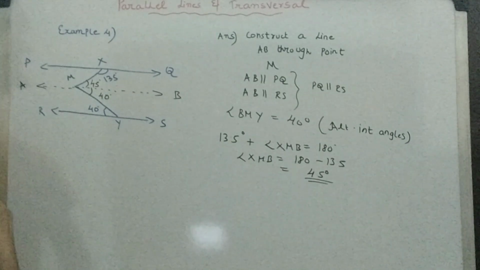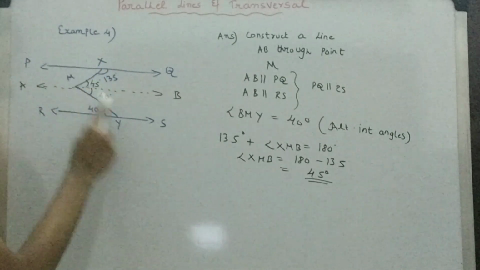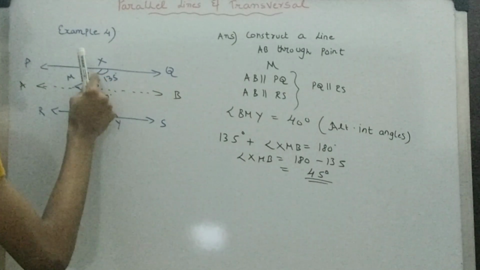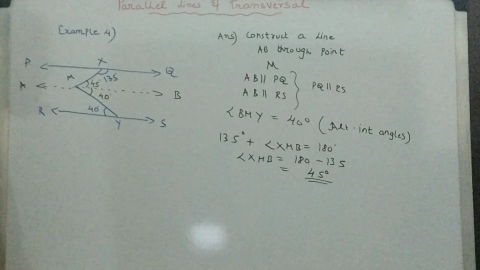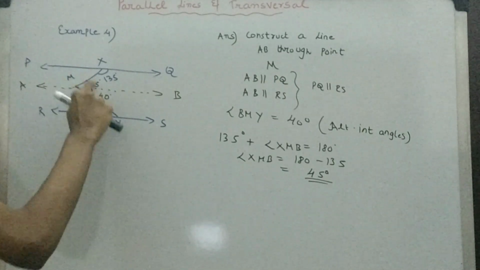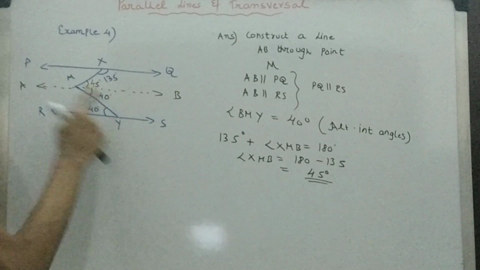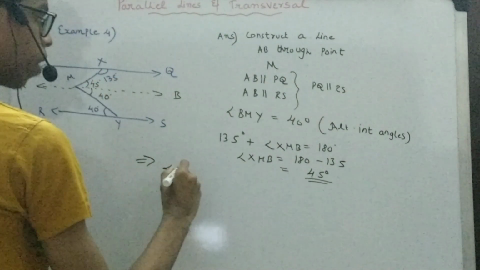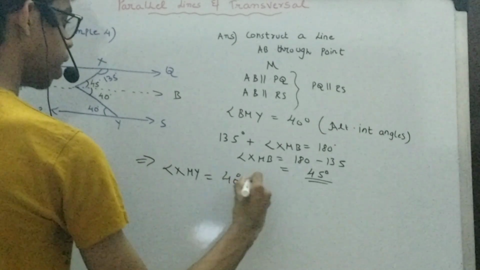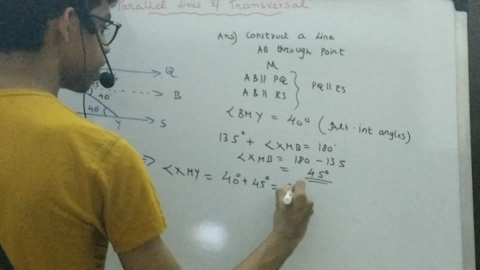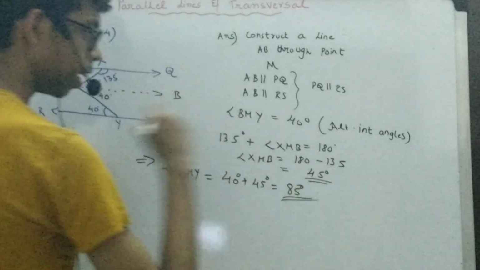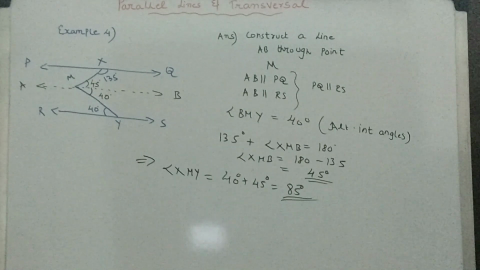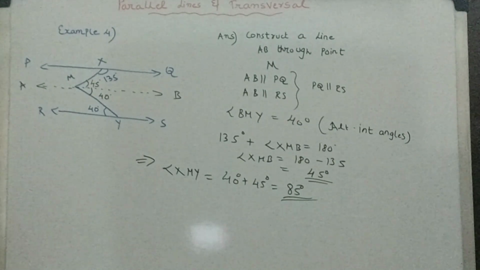Now what was our question? The question was to find angle XMY. So how will you find this full angle? Yes, by adding this individual angle and this individual angle. We have learned our adjacent angle property. So in order to get this full angle, add this angle and this angle. So from here we can write angle XMY is equal to 40 degrees plus 45 degrees, which is equal to 85 degrees. So we got the value of angle XMY as 85 degrees. I hope it is clear.